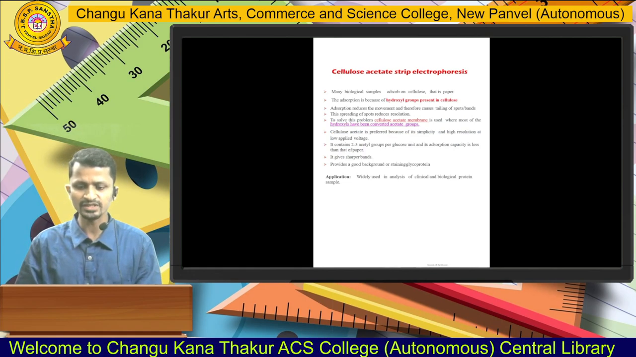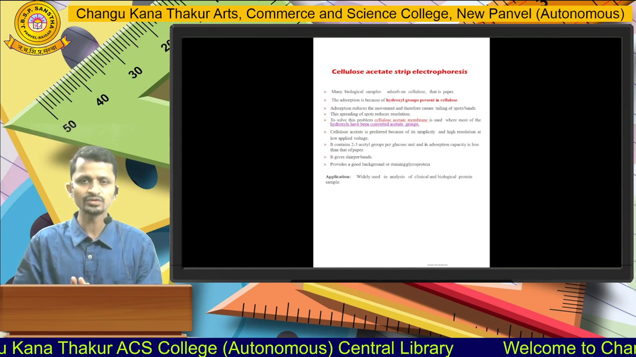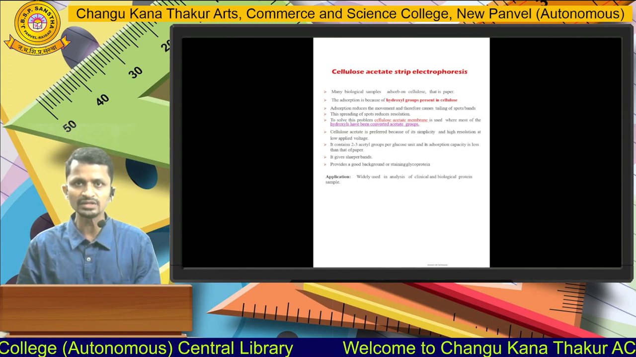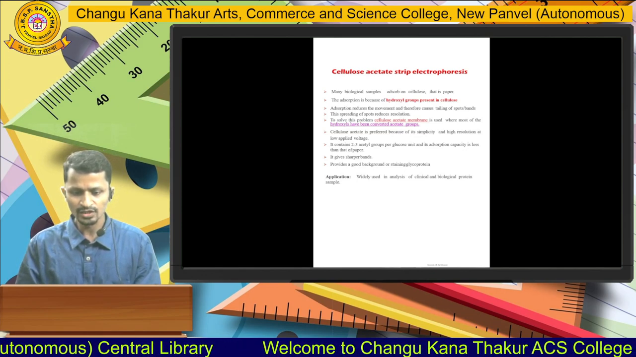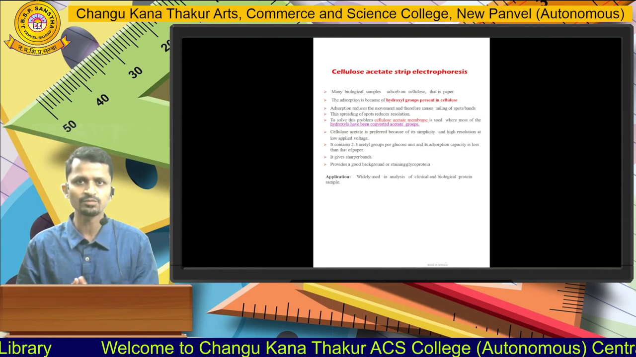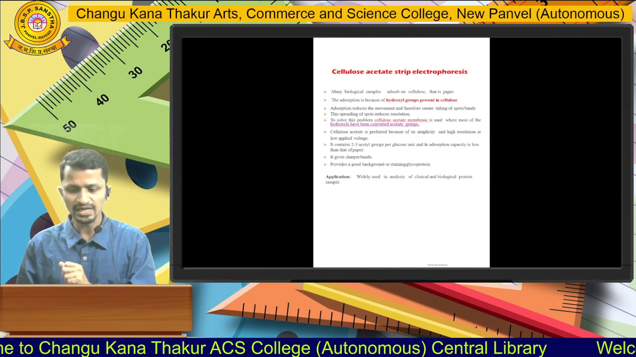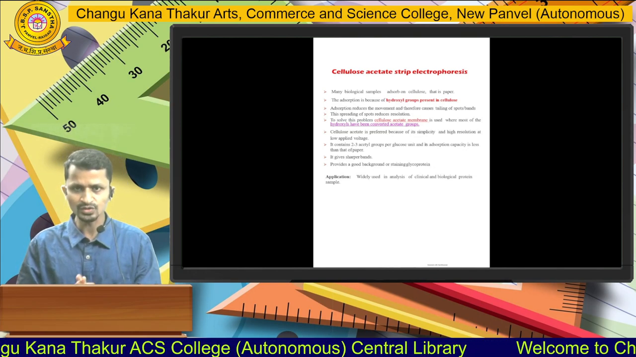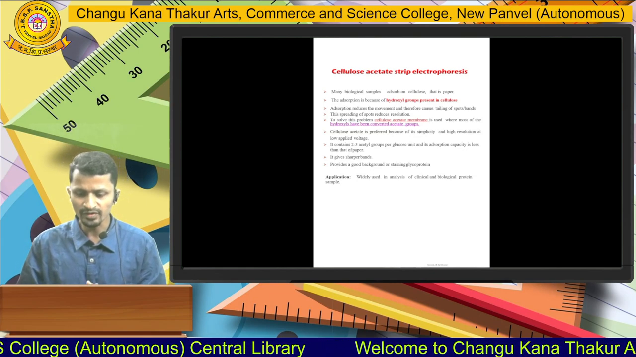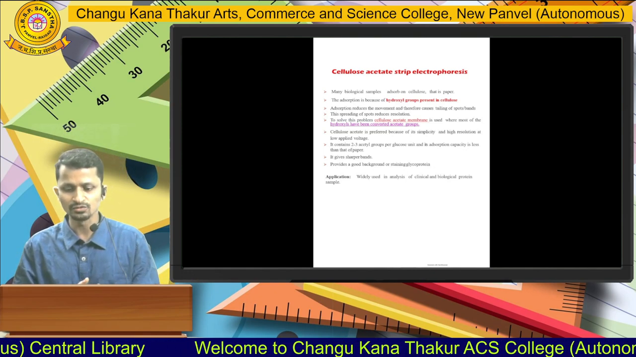Now the next type is the cellulose acetate strip electrophoresis technique. Cellulose acetate, dear student: we know that paper is made up of cellulose, and in that cellulose hydroxyl groups are present. So on the paper, adsorption generally does not take place properly. Adsorption is reduced on the paper because of these hydroxyl groups. To solve this problem, the cellulose acetate membrane has been used, where all the hydroxyl groups are converted into acetate groups.